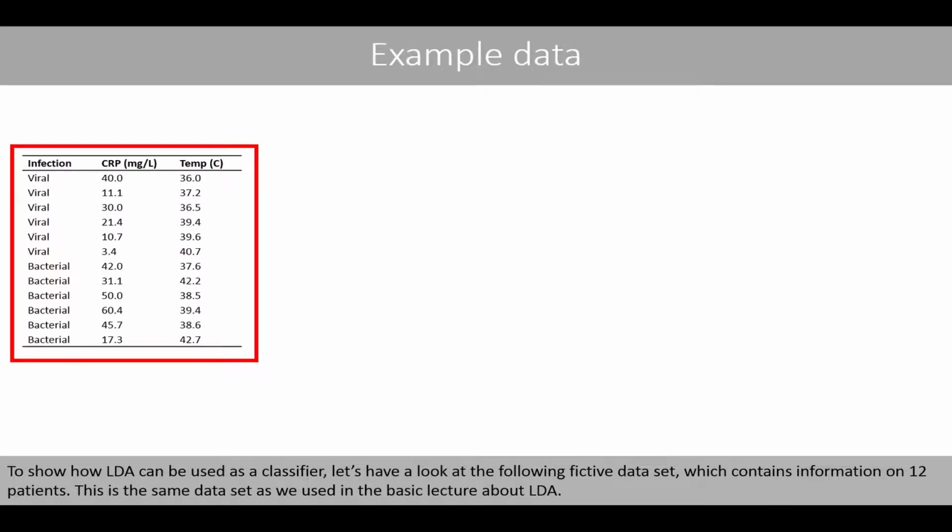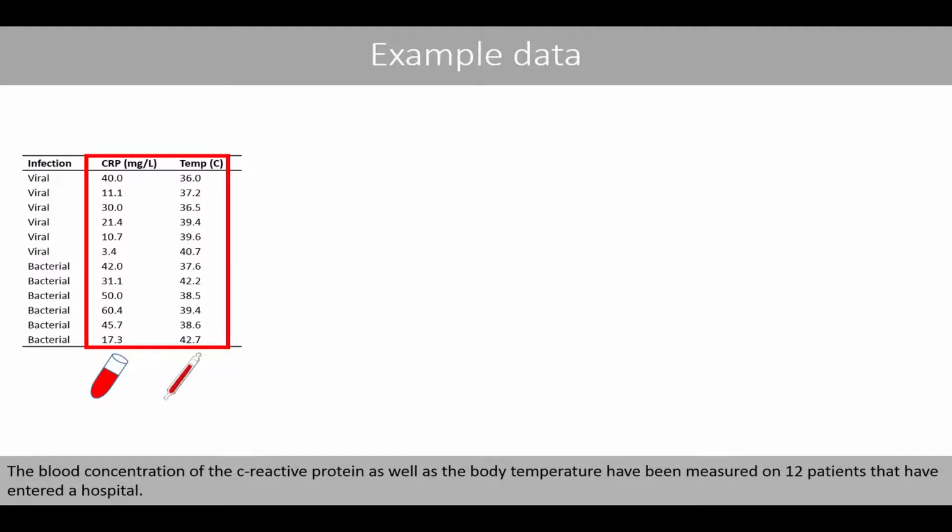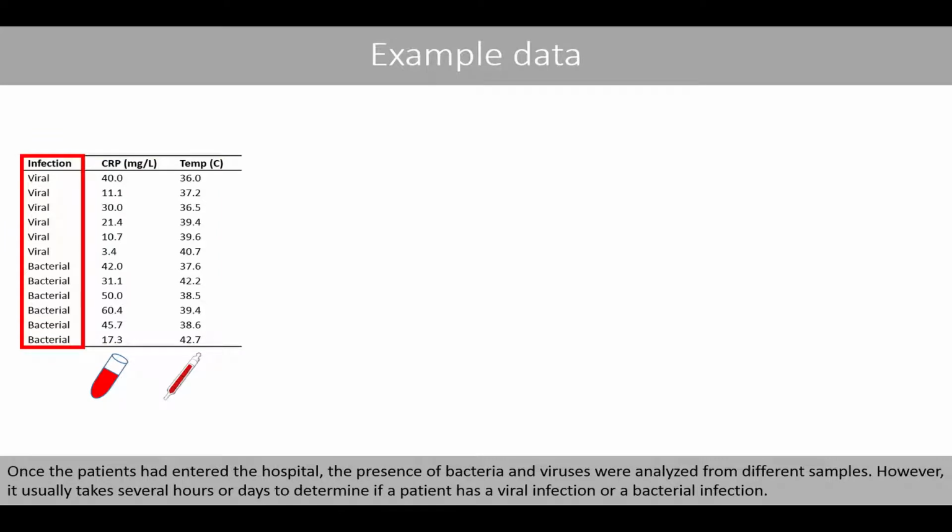To show how LDA can be used as a classifier, let's have a look at the following fictive dataset, which contains information on 12 patients. This is the same dataset as we used in the basic lecture about the LDA. The blood concentration of the C-reactive protein as well as the body temperature have been measured on 12 patients that have entered the hospital.